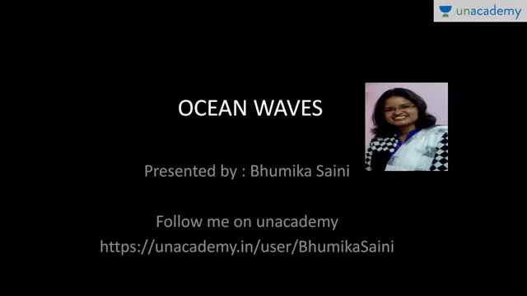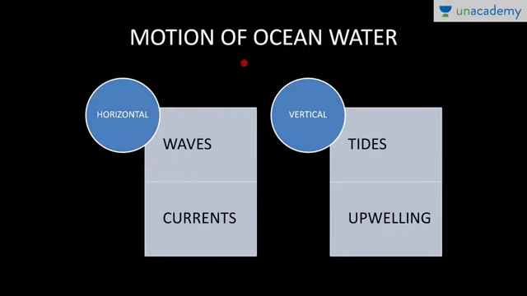Hello everyone. So today we'll discuss the concept of ocean waves. Now the motion of ocean water can be classified into two types. One is the horizontal motion and the other one is vertical. Horizontal motion can further be classified into two types, that is waves and currents. And vertical can further be classified into two types, that is tides and upwelling. So today we'll be discussing ocean waves.